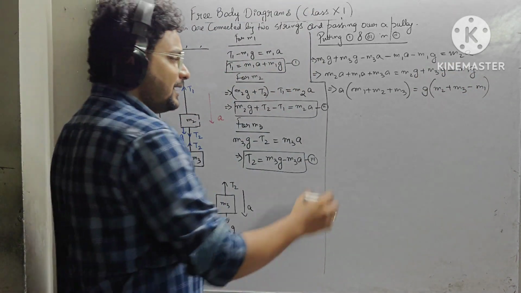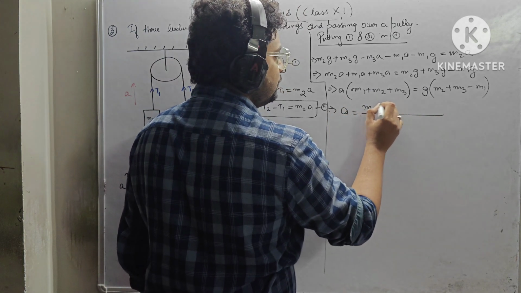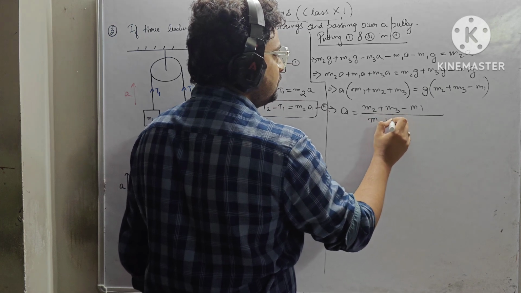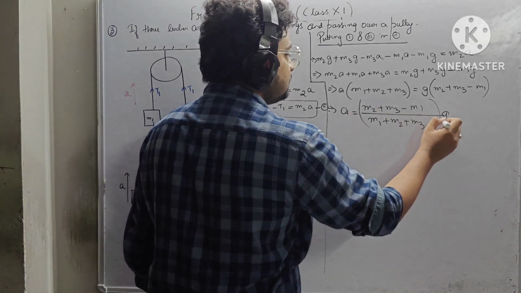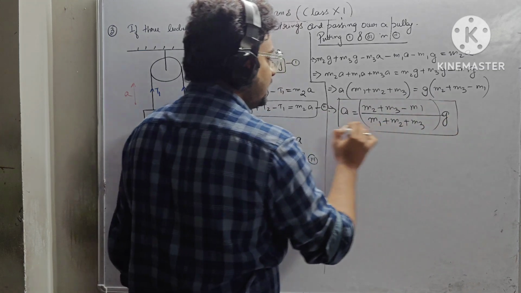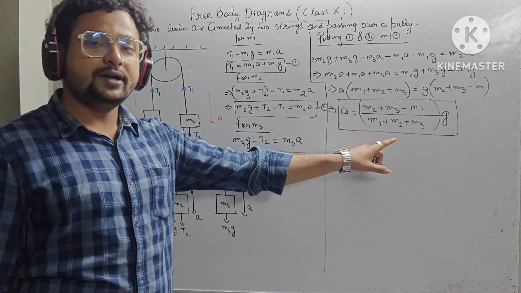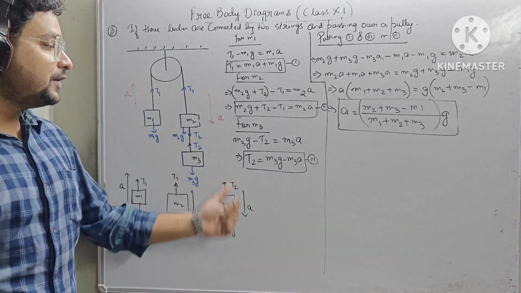So our acceleration is going to be M2 plus M3 minus M1 divided by M1 plus M2 plus M3 multiplied by G. This is going to be our acceleration. How to find out the tensions?